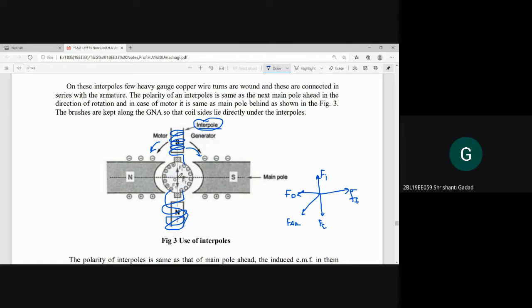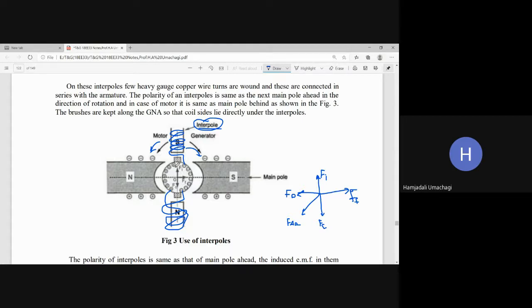Yes, sir. Because of the flux given by the interpole winding, the cross magnetizing component of the armature reaction gets cancelled. So armature reaction can also be improved by making use of the interpole. Here the interpole is not only meant for improving the commutation, it is also going to reduce the armature reaction.